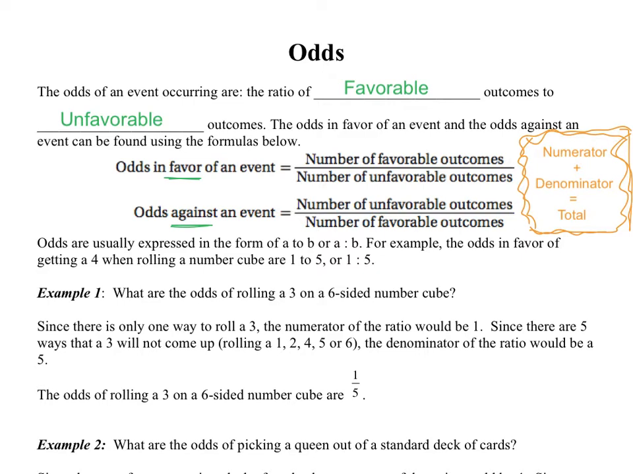Odds are usually expressed in the form of A to B or A colon B, so they're in a ratio. For example, the odds in favor of getting a 4 when rolling a number cube are 1 to 5, also read 1 to 5 using a colon. What we want is the 4. That's one number. So there are 5 numbers on that dice that we don't want. 1 plus 5 equals the total of the 6 numbers on the dice.